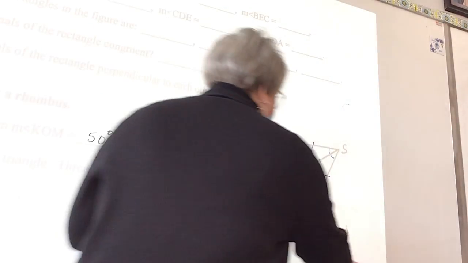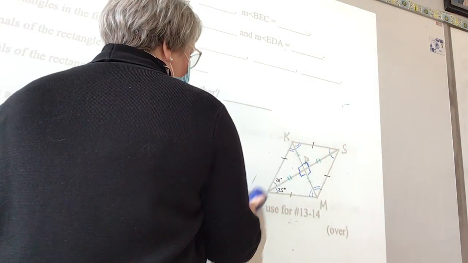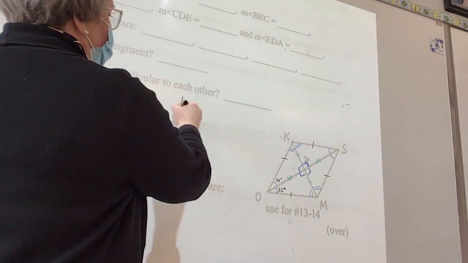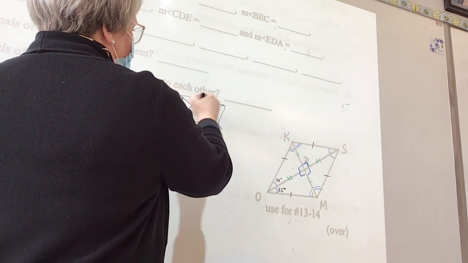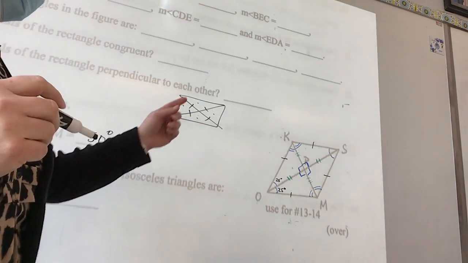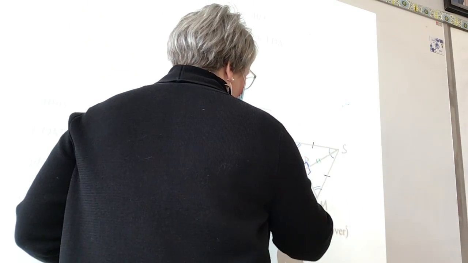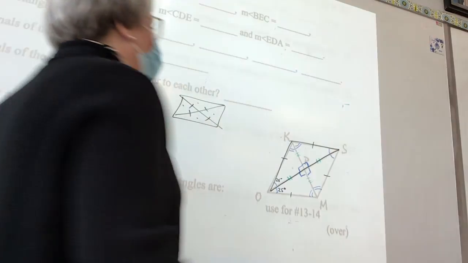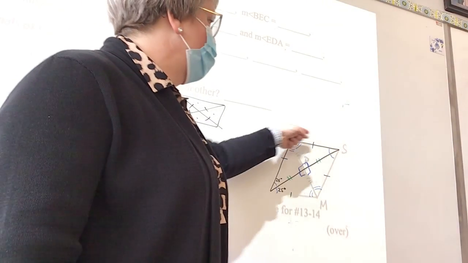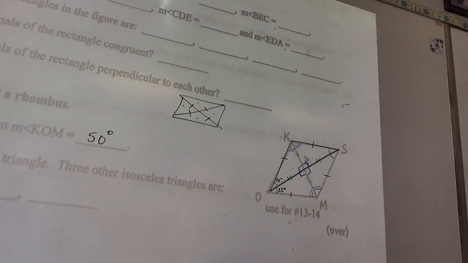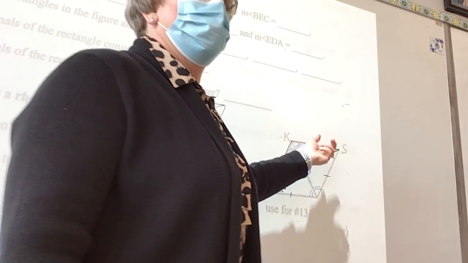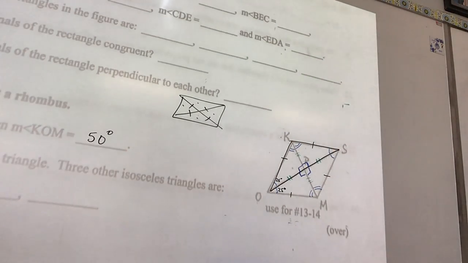Okay, so now a rhombus is a little different than a rectangle. In the rectangle, we had 4 isosceles triangles. But we can find an isosceles triangle. It says KOS, so look at KOS, looks like the left-hand side. Is it isosceles? Sure, because 2 sides are congruent, and 2 base angles are congruent, which we know. Can you find me 3 other isosceles triangles?